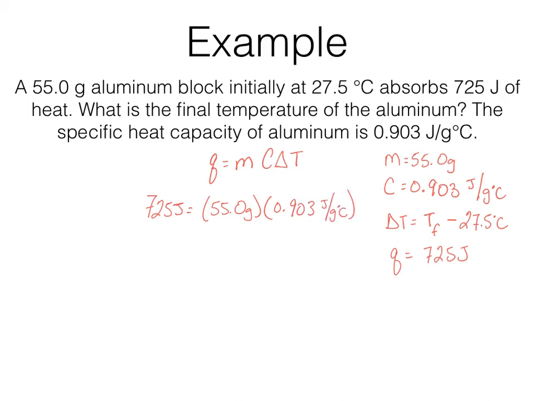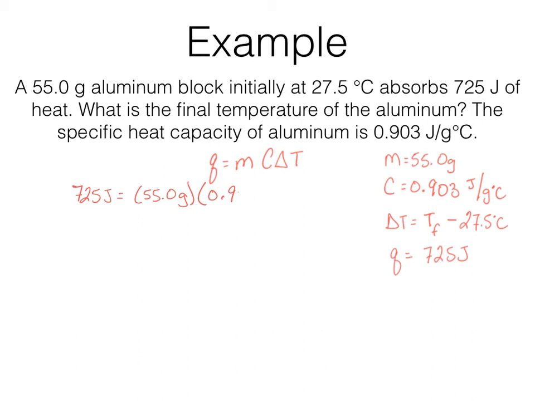Oh, and I'm out of room. I'm going to move things over so I've got room. Okay, let's try again. 725 joules is equal to 55.0 grams times 0.903 joules per gram degree Celsius times TF minus 27.5 degrees Celsius.